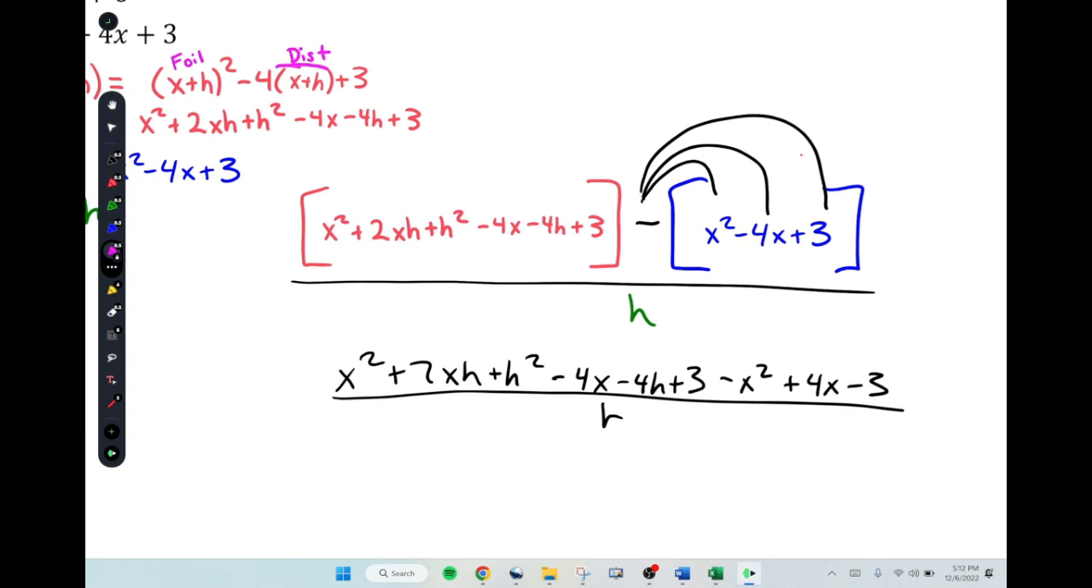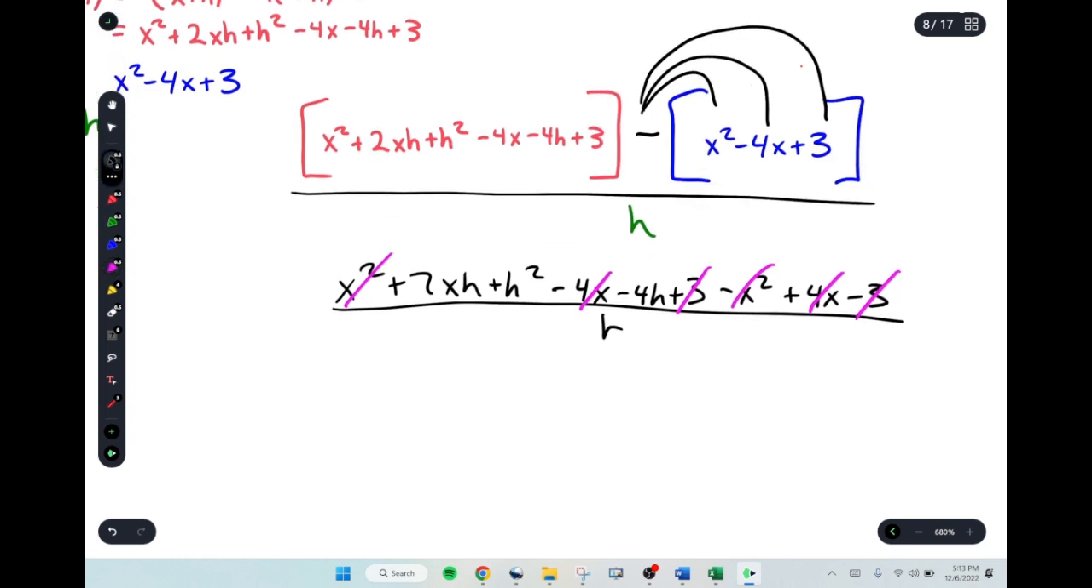Anything cancel? Oh, shoot. Good call. Boom, boom. Boom, boom. And now we're left with 2xh plus h squared minus 4h all over h.